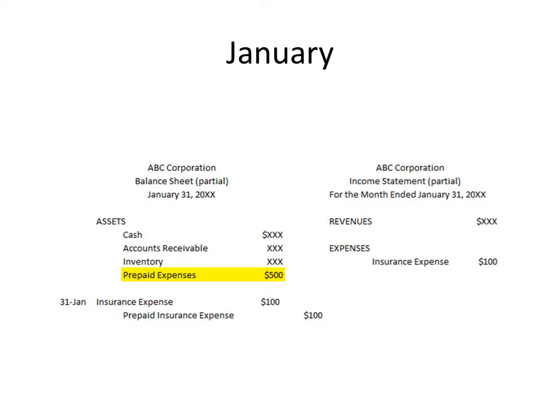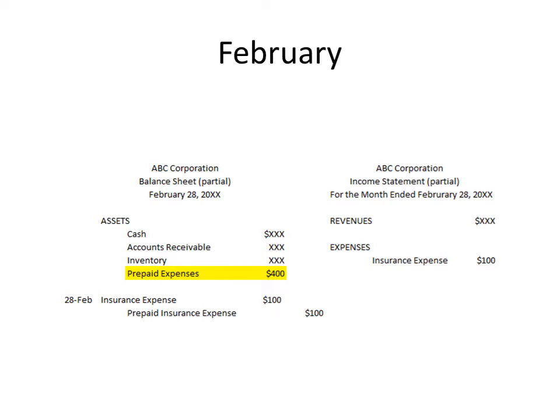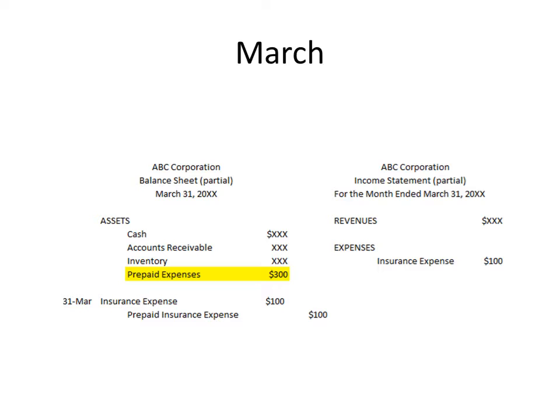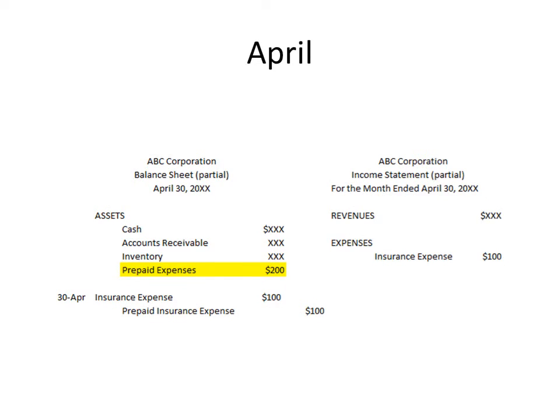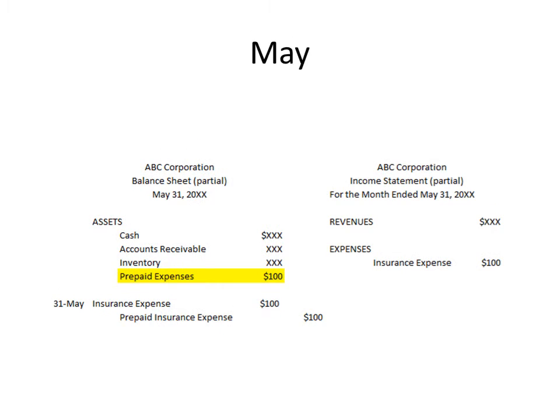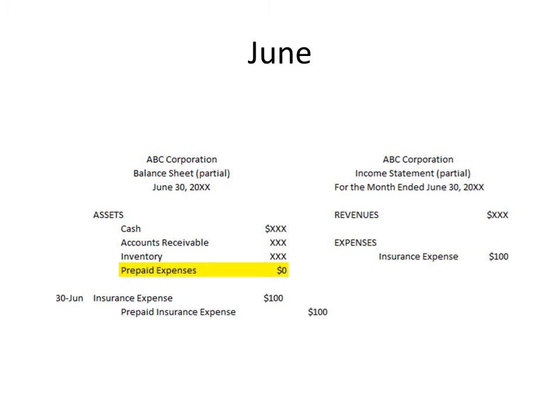On the right-hand side is the income statement. That's a partial, where I show insurance expense of $100 for the month of January. There's January, partial financials in the journal entry. There's February. The prepaid balance has dropped to $400. There's March, the prepaid balance has dropped to $300. April, the prepaid balance has dropped to $200. May, the prepaid balance has dropped to $100. And of course, by June 30th, the end of the 6 months, the prepaid insurance expense balance is $0.